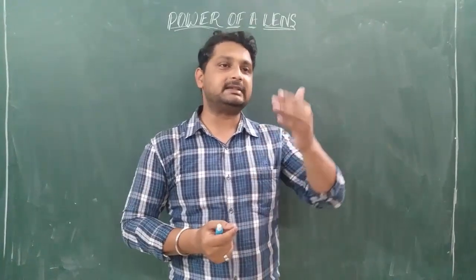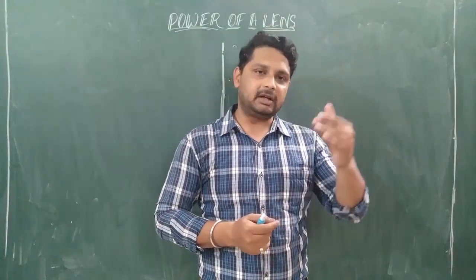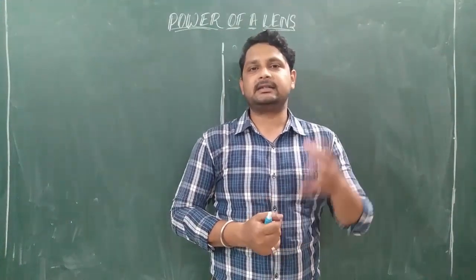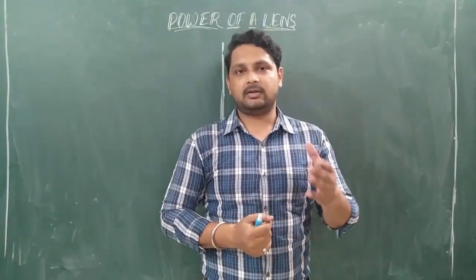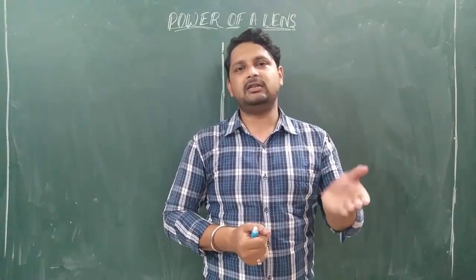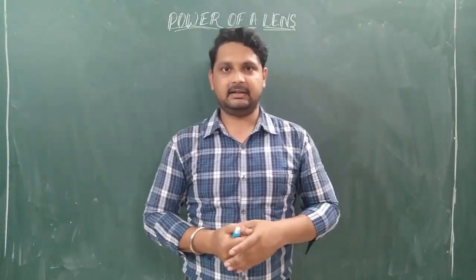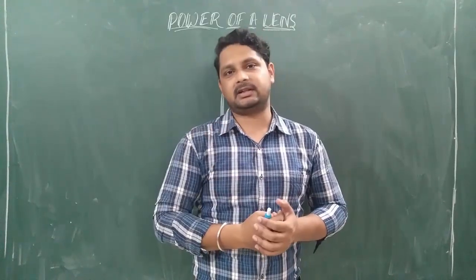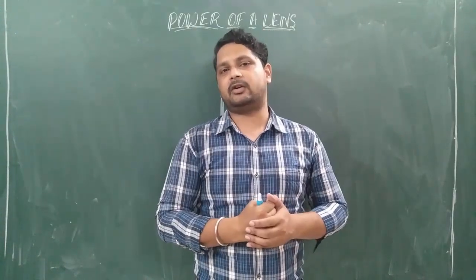Some people can see distant objects clearly, but not nearer objects. This disease is called hypermetropia, and it can be corrected using a convex lens. And some people generally can see near objects clearly, but they can't see far objects.